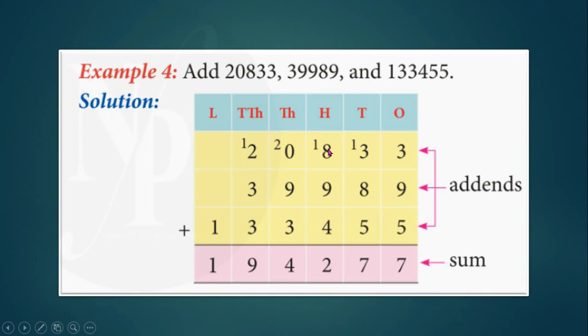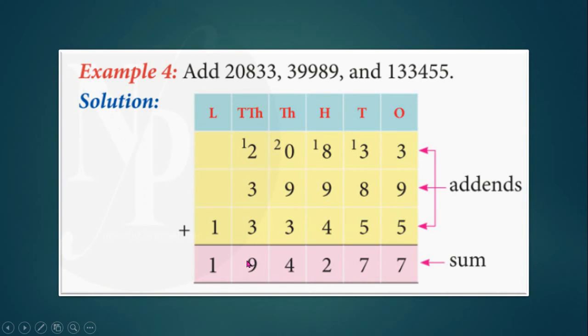And 1 plus 8 is 9, 9 plus 9 is 18, and 18 plus 4 is 22. 2 is written here and 2 is carried forward to the next place. 2 plus 0 is 2, and 2 plus 9 is 11, 11 plus 3 is 14, 4 is written here, 1 is carried forward, and 1 plus 2 is 3, 3 plus 3 is 6, 6 plus 3 is 9.